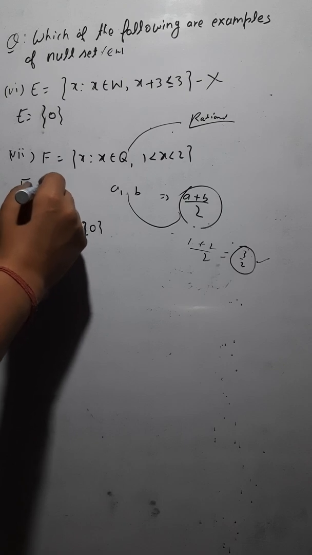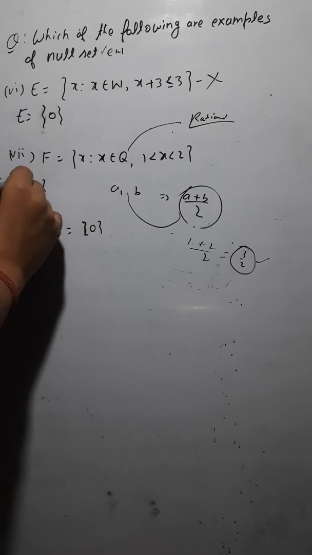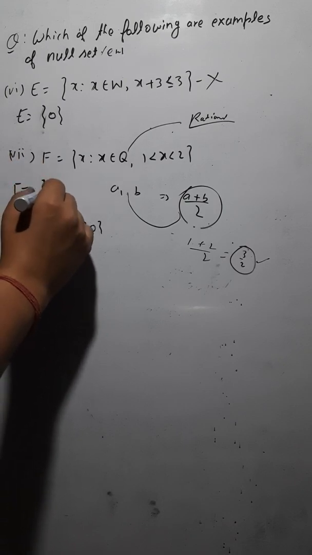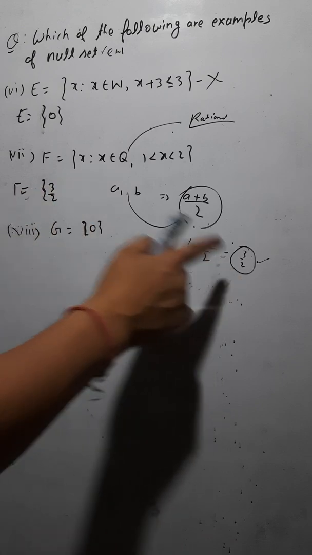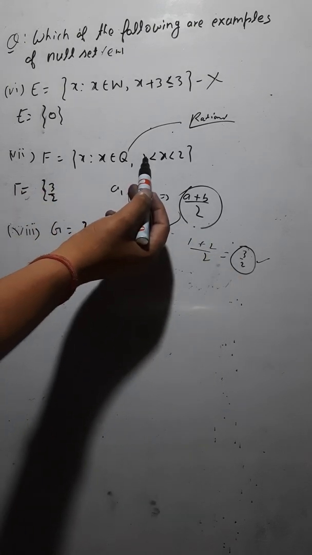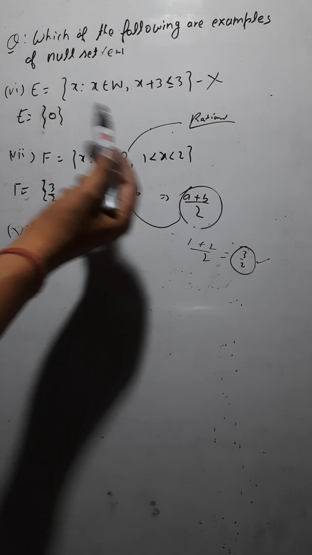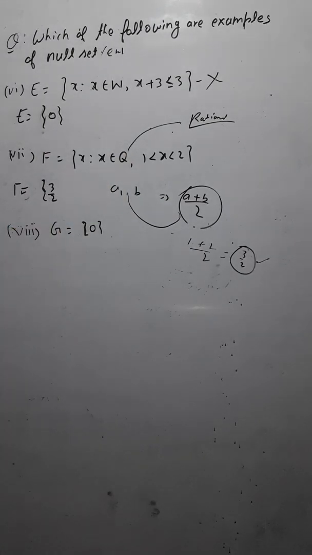3 by 2 would be a rational number which is in between 1 and 2, means which is greater than 1 and less than 2. Yeah, we need such numbers. We need such numbers which are greater than 1 and less than 2. So we can write many numbers here.